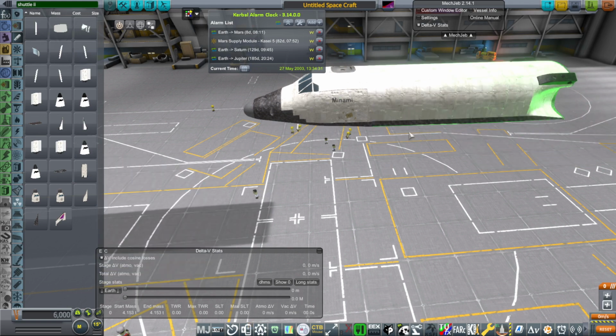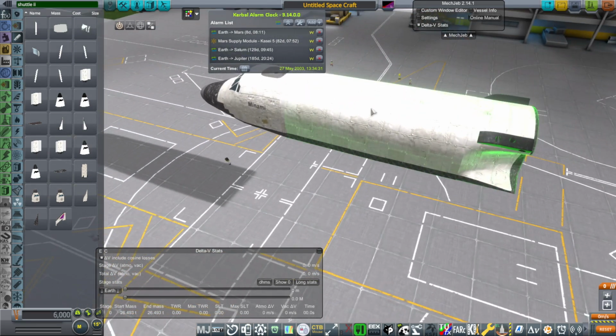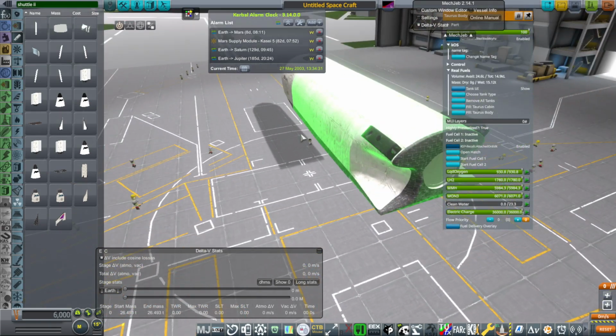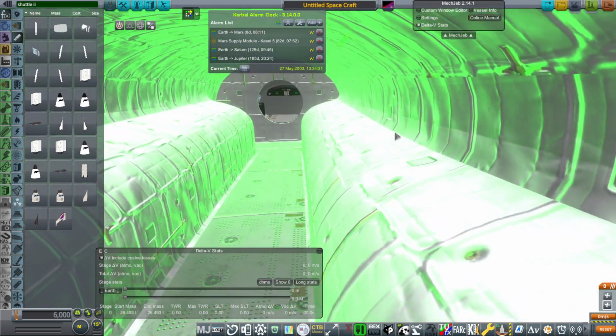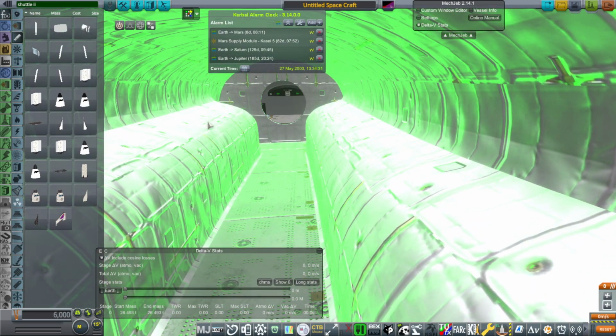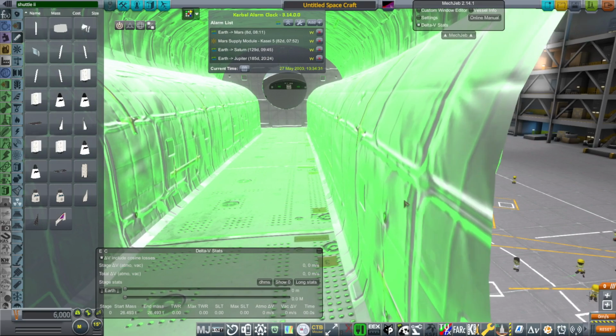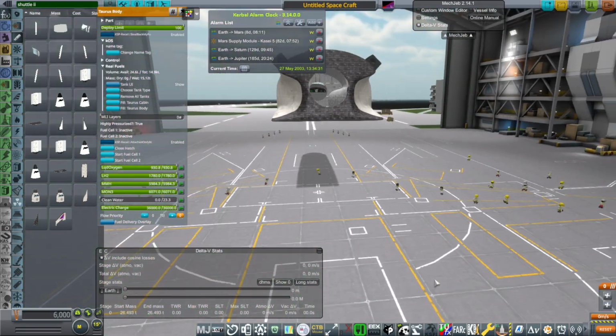But then, instead of having a cargo bay, it has no cargo bay. So this is a pressurized compartment that the Kerbals can walk through, but then you can see that the sides are sort of blocked off, and that's because they have the tanks from the space shuttle.